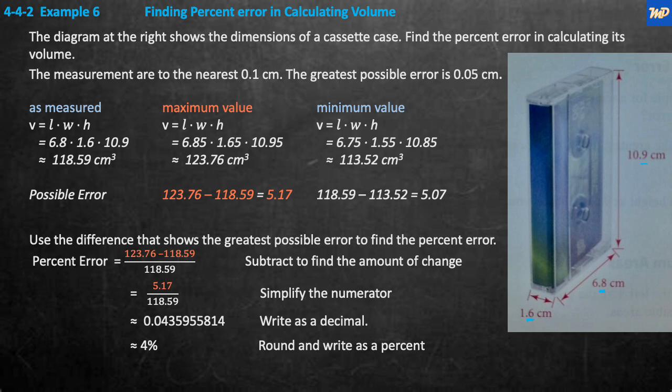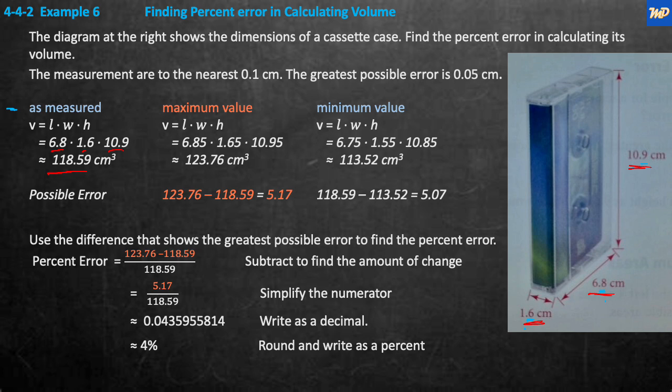Volume is length times width times height. And we have them as measured, which is 1.6, 6.8, and 10.9. Let me change color so you can see what I was just marking. So we're going to fill that in, 6.8 right here, 1.6, and 10.9. And then when you multiply those up, you're going to get 118.59 centimeters cubed.